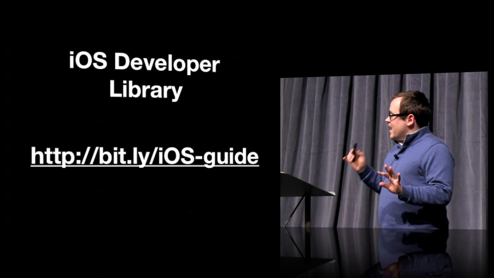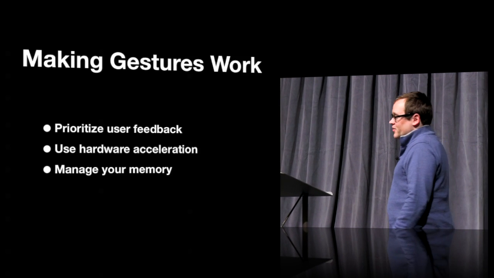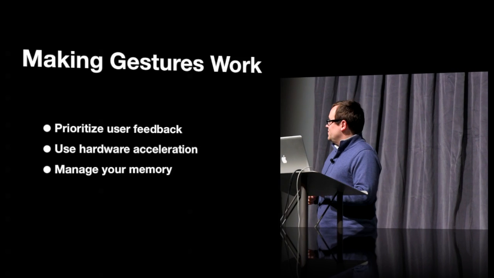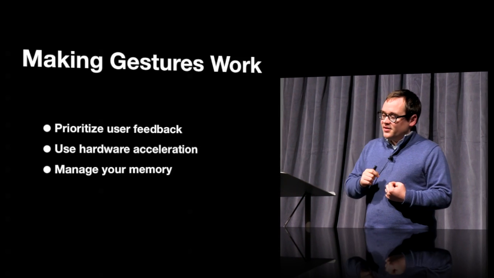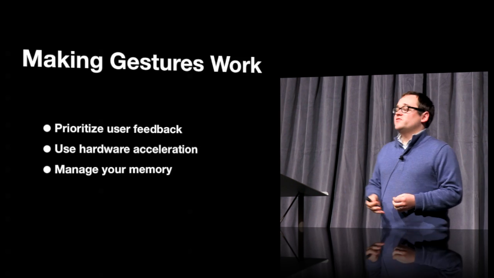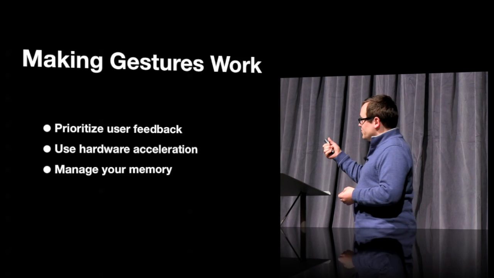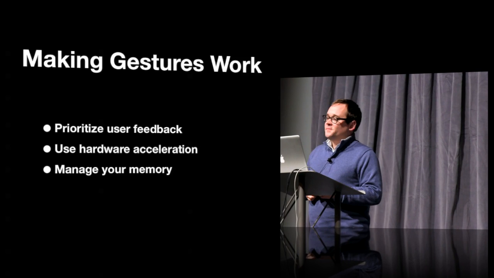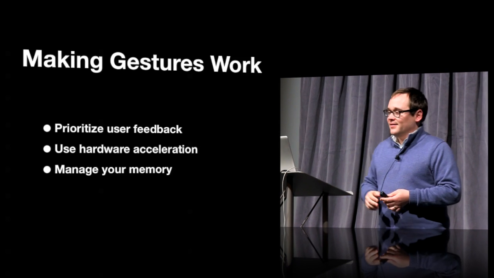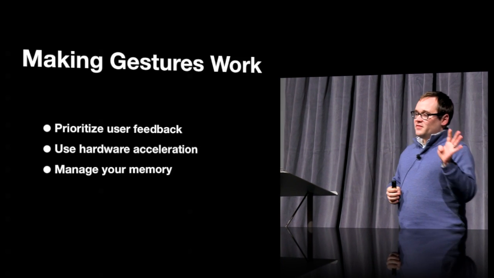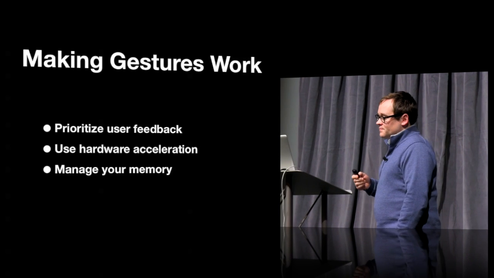So that said, how do I make it work? How do I make it not feel crappy? The first tip: prioritize user feedback. There's nothing more important than, while you're making a gesture, telling the user you heard the gesture. So you have to use hardware acceleration, and you need to manage your memory. 256 megabytes of RAM, remember that? That's like nothing. Probably most of us have at least 4 gigs on our desktop.